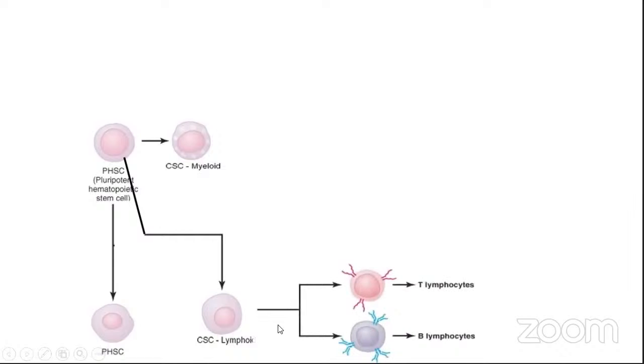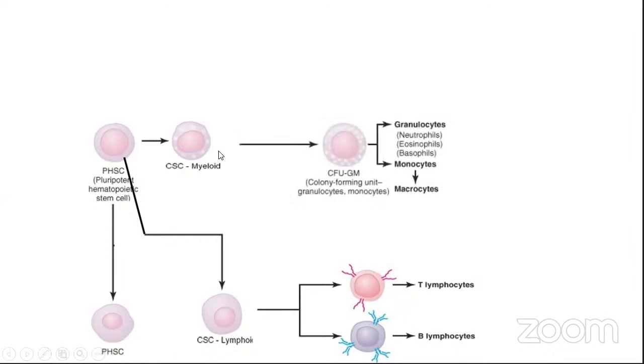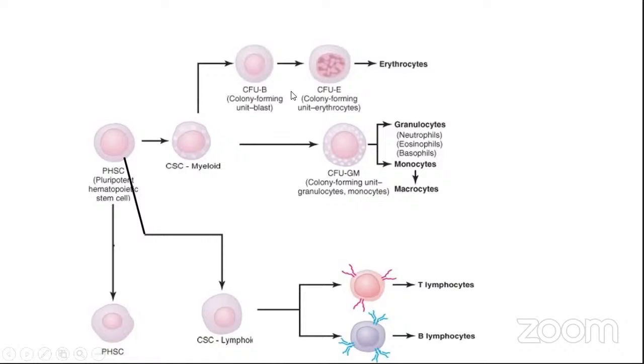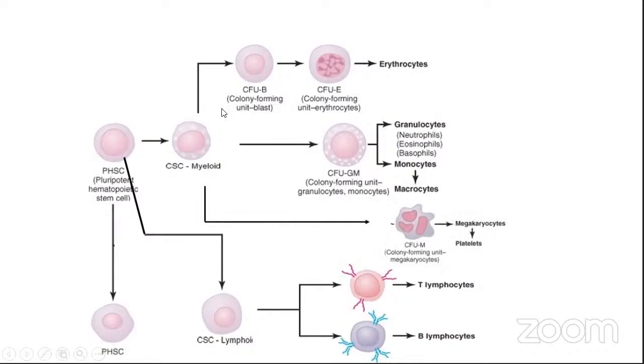From the lymphoid series you can see the production of the T lymphocytes and B lymphocytes, and from the myeloid series they get committed to the granulocytes and the monocytes. Also, the myeloid series gives rise to the erythroid series, that is the formation of the erythrocytes. In this diagram you can see how the pluripotent stem cells get committed either to the myeloid or the lymphoid series, and then differentiate to form the respective cells. Today we will mainly see the production of the erythrocytes. The myeloid series also gives rise to the platelets, from megakaryocytes.